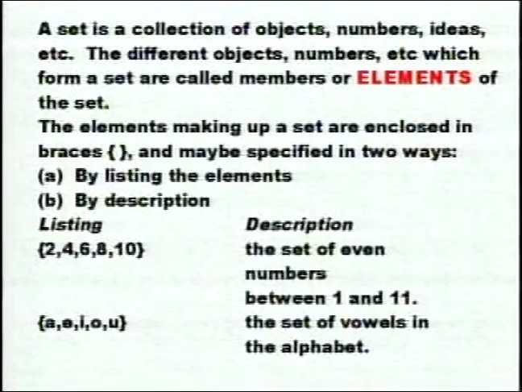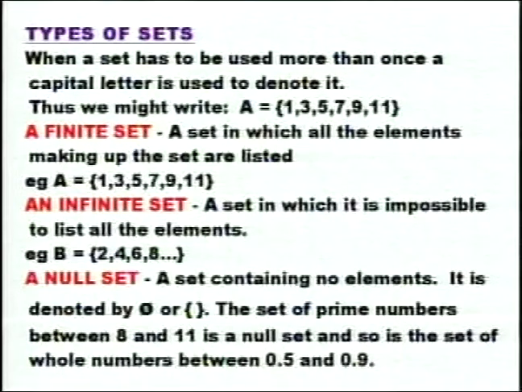The next one is A, E, I, O, U, or the elementary children might say A, E, I, O, U. All right, the set of vowels in the alphabet. So that's listing them and that's describing the sets. So there are two ways of specifying sets. Okay, the types of sets that we've put down on the board here. When a set has to be used more than once, a capital letter is used to denote it. Thus, we might write the set A consists of the elements 1, 3, 5, 7, 9, and 11.